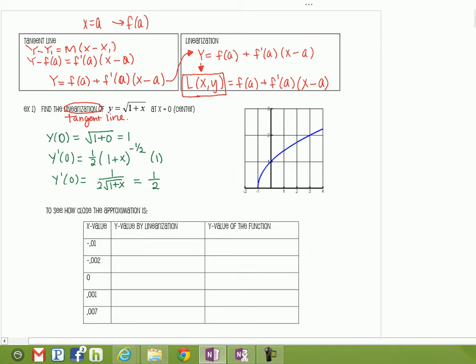So given all of that, I can find the equation of the tangent line, which would be y minus the y of the point is equal to 1/2 times x minus the x of the point, which was 0. So, moving the y over, I get y equals 1 plus 1/2 x. And then writing it as a linearization, I would say the center was 0, 1, the point where I took the equation of the tangent line, and the right side would be 1 plus 1/2 x.